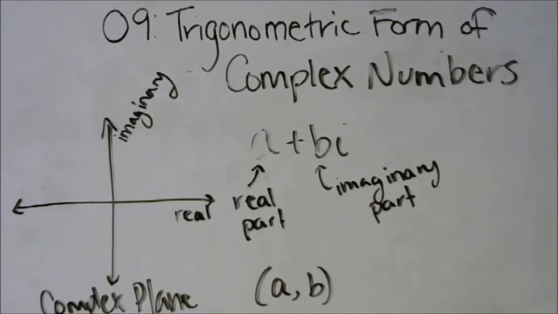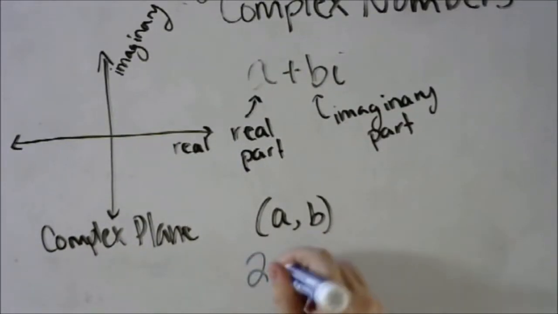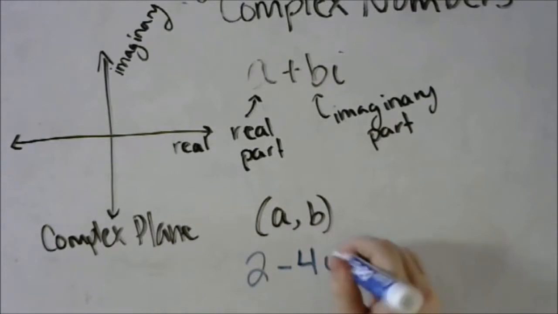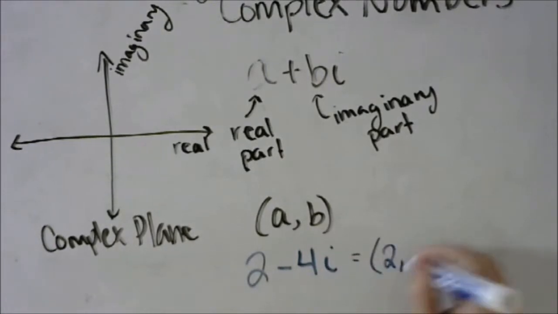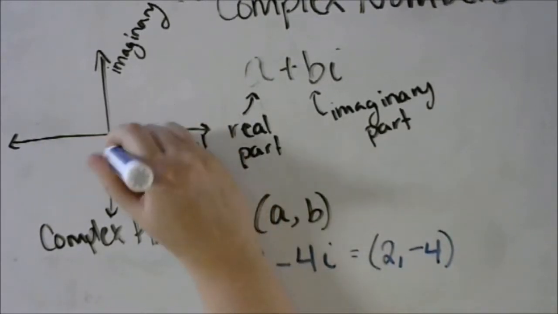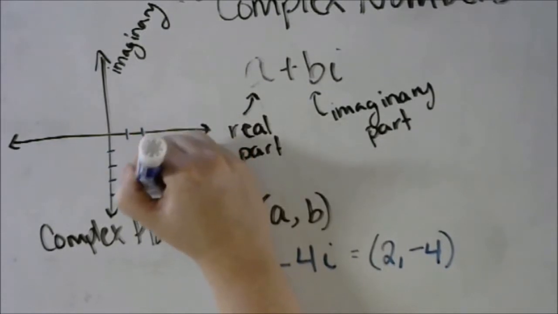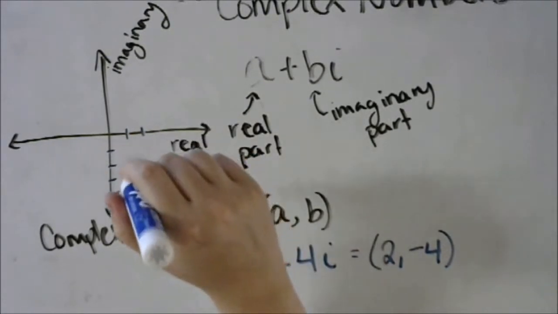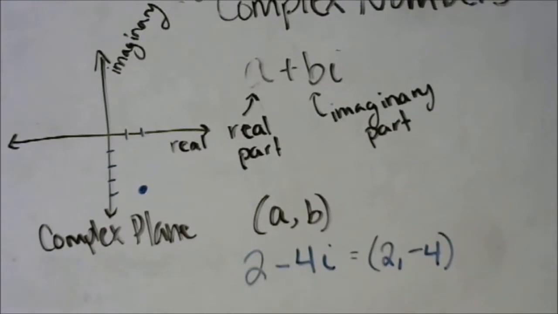Let's graph the complex number 2 minus 4i as a quick example. We can think of it as the ordered pair (2, -4), with 2 being the real part and -4 being the imaginary part. If we graph this on our complex plane, we go 2 on the real axis and -4 on the imaginary axis.